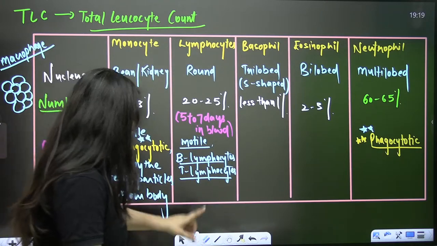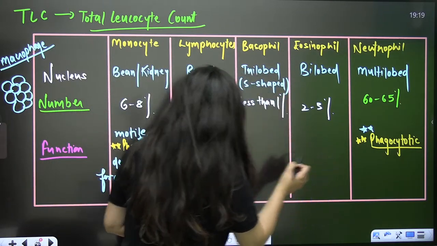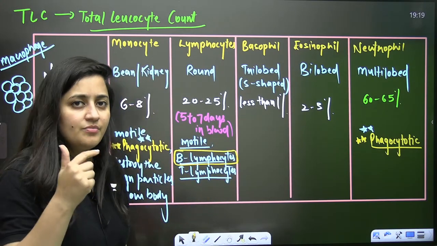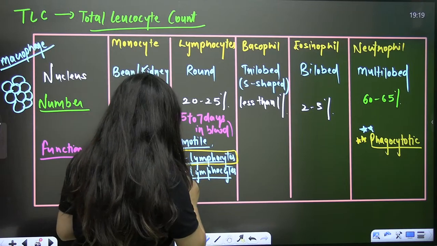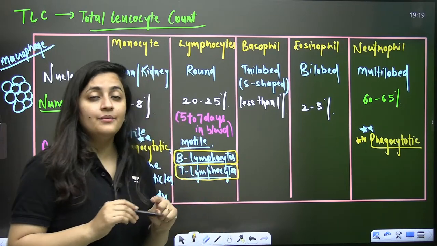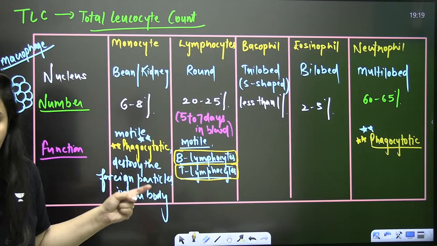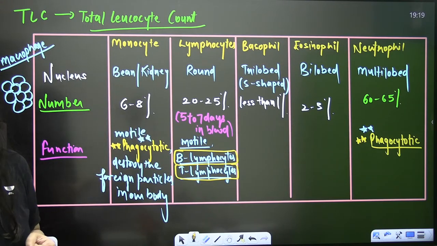And just for your knowledge, although we will discuss it in human health and disease, your B lymphocytes are part of the antibody mediated immune system. Your T lymphocytes are part of the cell mediated immune system. Clear, bache? Right. So next is the basophil.